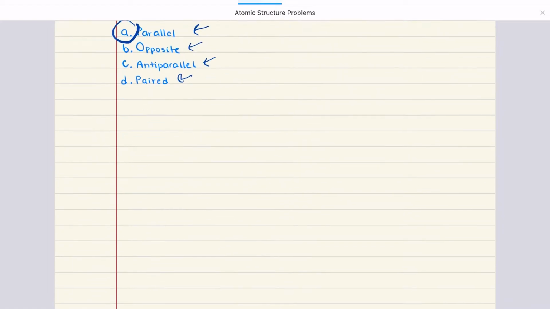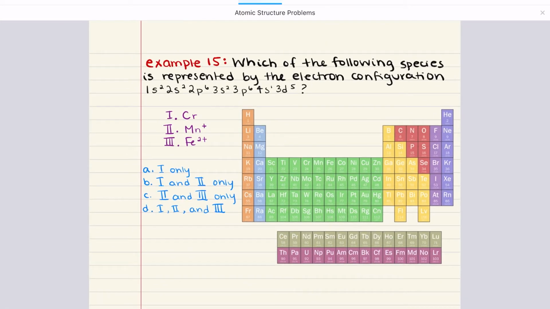Let's move on to our last and final problem here. Problem 15 says, which of the following species is represented by the electron configuration 1s2, 2s2, 2p6, 3s2, 3p6, 4s1, 3d5. And what we have here are a couple of answer choices that are given to us, and we're going to work through each single one.